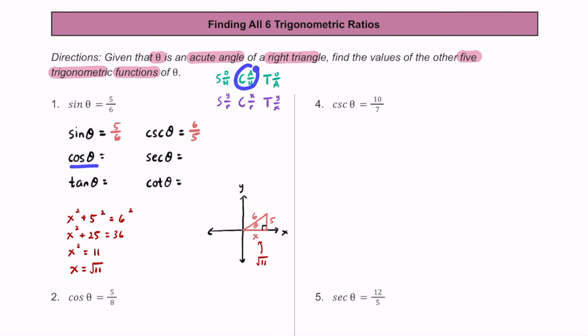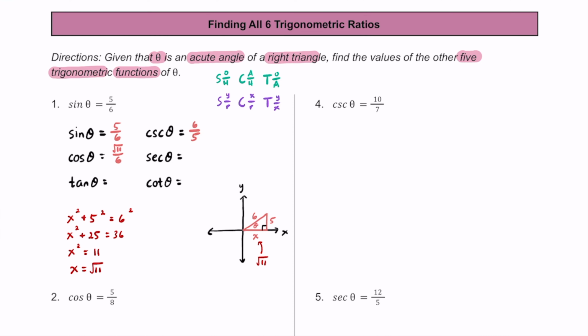Cosine is going to be the adjacent over hypotenuse, or the x value over the r value. Now we know that the x value here is the square root of 11, and we know the r value is going to be 6. So what we're going to have here is the square root of 11 over 6. Okay, now if you want to find out what secant is, that's going to be the reciprocal. So if we take the reciprocal of this root 11 over 6, notice what we're going to get here.